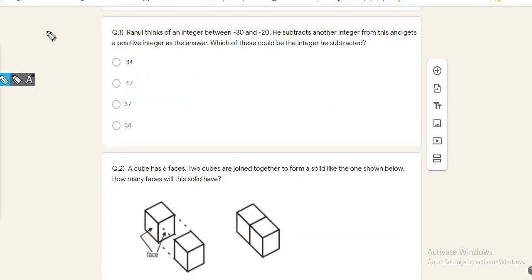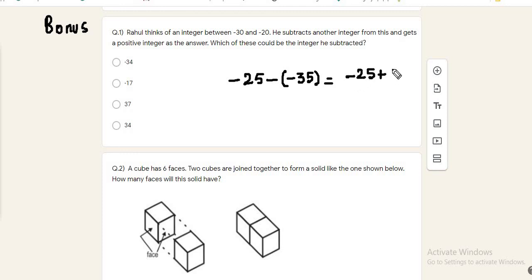Bonus question, question number 1. Rahul thinks of an integer between minus 30 and minus 20. Let Rahul think of minus 25. He subtracts, so applying minus sign, another integer from this and gets a positive answer. Now if we subtract minus 35 from minus 25, this calculation will be minus 25 plus 35. Answer is plus 10.